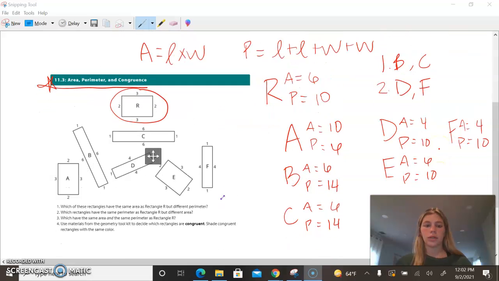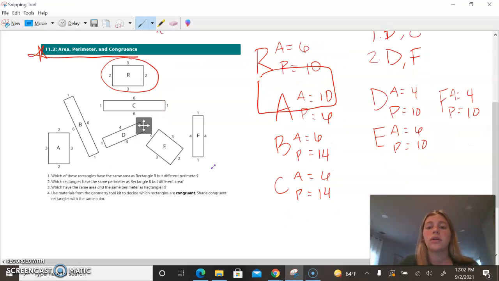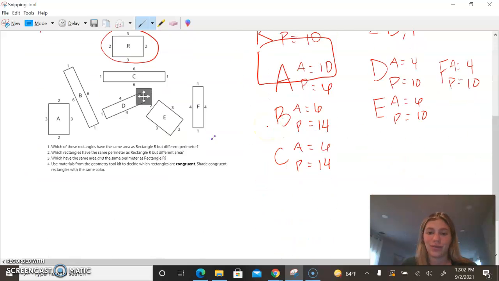All right, here's part two. We left off on number two, and I just want to reiterate, we're just following the instructions of these problems, okay? So the first one had us list any rectangles that had the same area as rectangle 6. This is, remember, rectangle 6, but a different perimeter, okay?